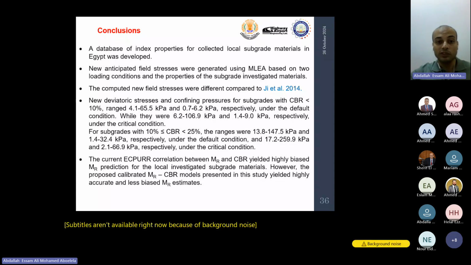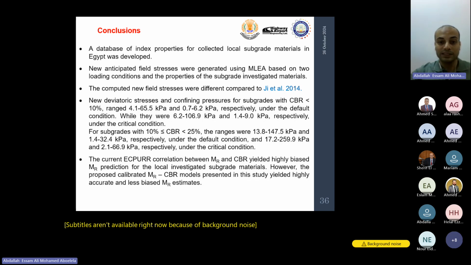The new deviatoric stress and confining pressure for subgrade materials with CBR less than 10% range between 4.1 to 65.5 kilopascal and 0.7 to 6.2 kilopascal respectively under the default condition, while they were 6.2 to 106.9 kilopascal and 1.429 kilopascal respectively under the critical condition.